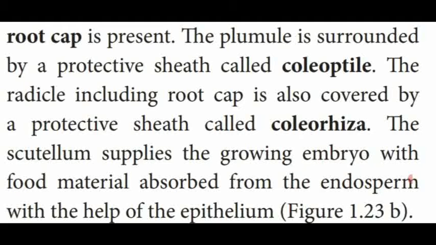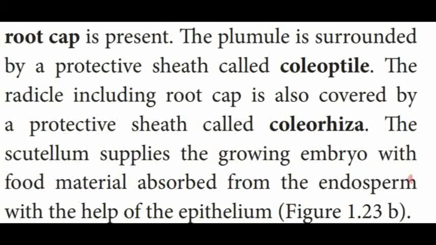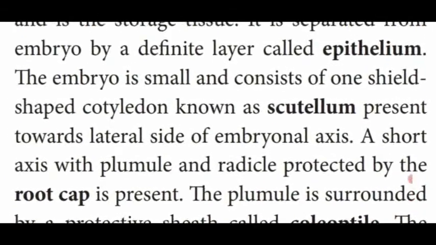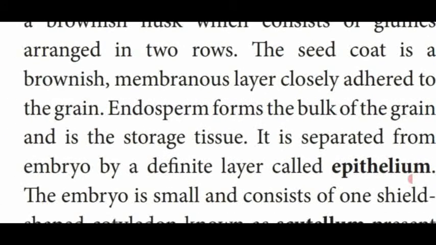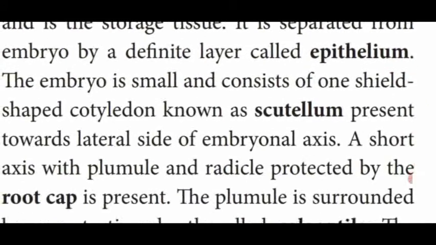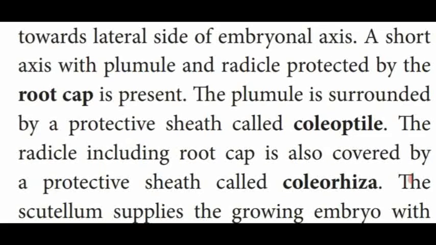In the dicot seed, we have two cotyledons. A book back question is there: differentiate the dicot seed from the monocot seed. The dicot seed contains two cotyledons. The monocot, only one cotyledon. The seed coat is separated into testa and tegmen. Here, the seed coat, which is a brownish membranous layer, is closely attached to the seed grain.